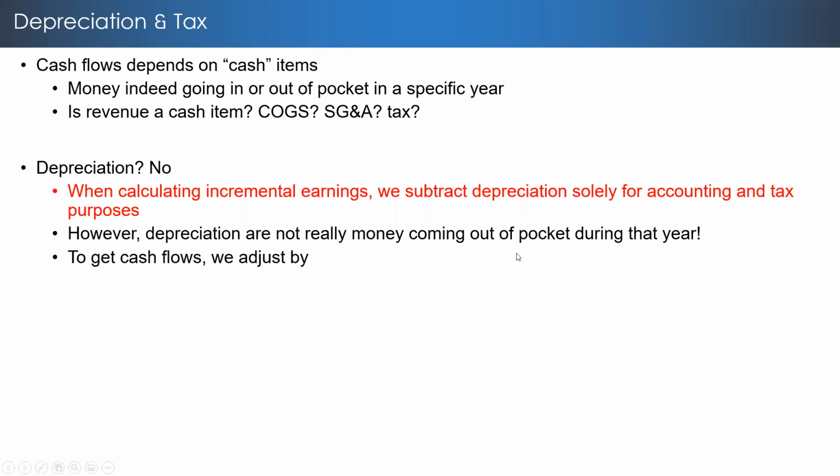However, because we're looking for a cash flow item, we're looking for the free cash flows in the end, and depreciation is not something that's directly related to cash flow, we need to add it back on top of the earnings after tax to adjust for this depreciation.